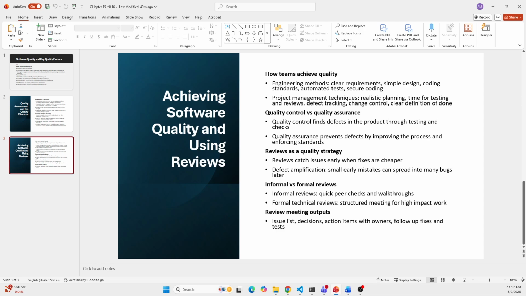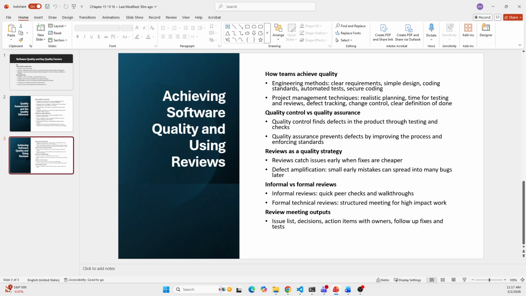Next we have quality control and quality assurance. Quality control is about finding defects in the product. It's detection; it answers: does the software meet requirements right now? And quality assurance is about improving the process so defects do not happen in the first place. It's prevention; it answers: are we using a process that produces quality consistently?